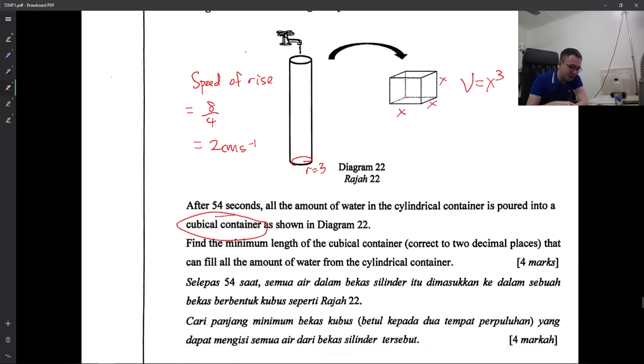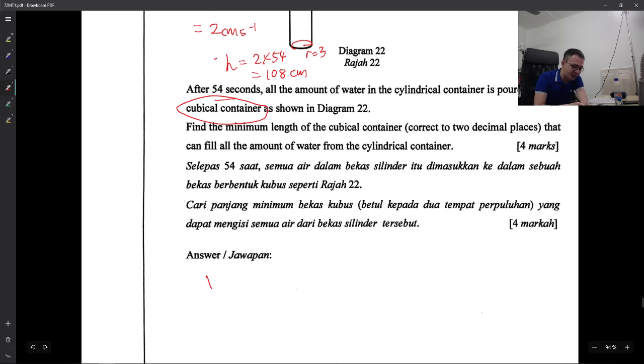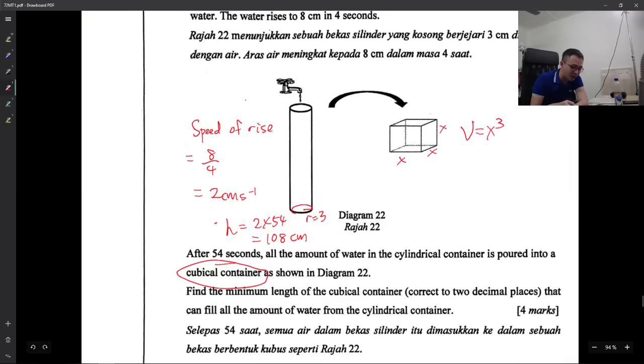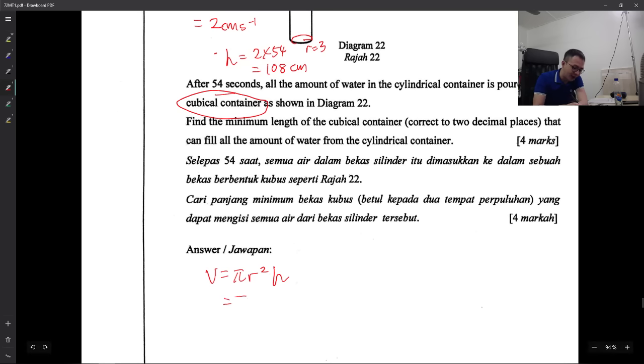So first thing is I want to know about the water in the cylinder. Each second it rises 2 cm, right? So after 54 seconds, my height is basically 2 times 54, so it's 108 cm. I want to get the volume of the cylinder. Volume of cylinder is pi r squared h, isn't it? Whenever I have pi, I check if the question gives any pi value. The question doesn't give pi, so we can use the calculator. Pi, r is 3 squared, height is 108. So 3 squared times 108 gives 972 pi.